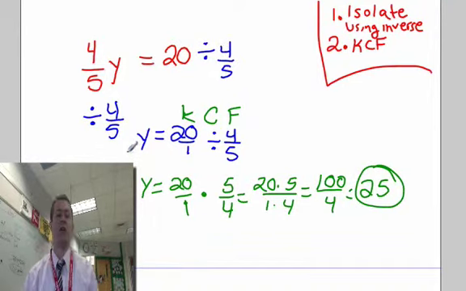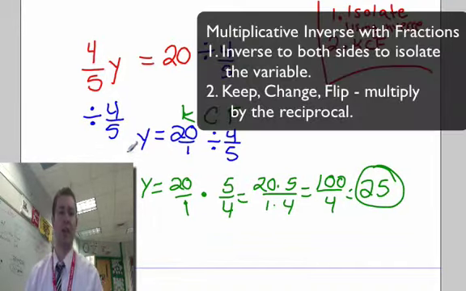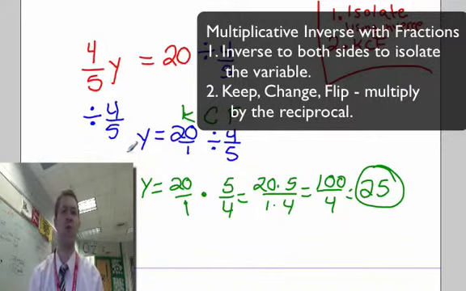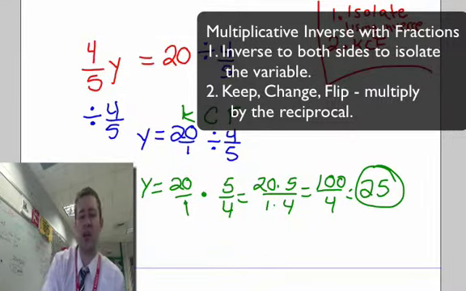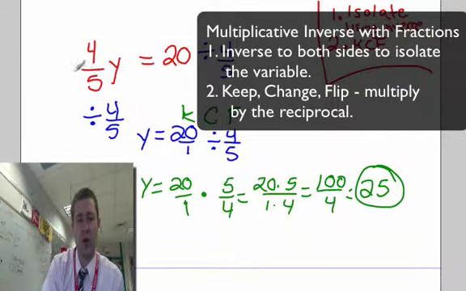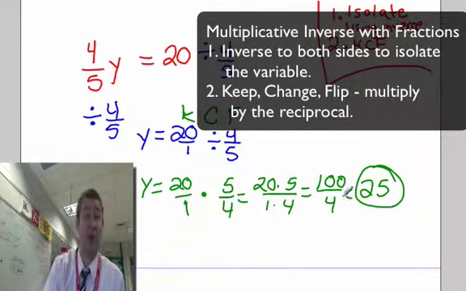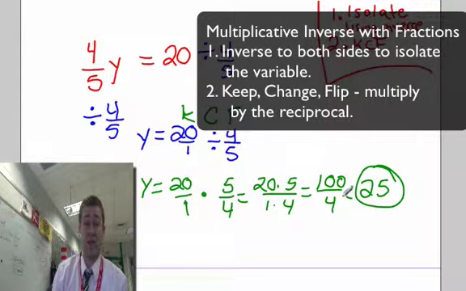So when we're multiplying by a fraction and want to get y by itself, we multiply by the inverse. We first need to isolate the variable by doing the inverse. So instead of multiplying by 4/5, I divided. Second step, I do the keep, change, flip. Now I'm doing that, and I simplify it to get to 25. So that's how we deal with fractions when we're solving to get our variable by itself.